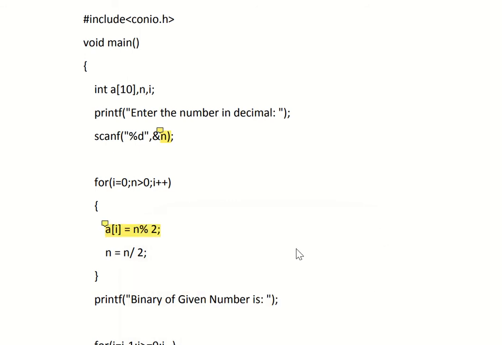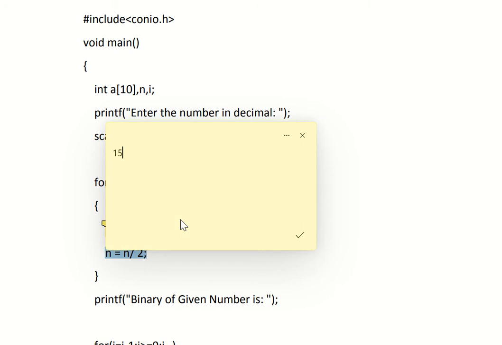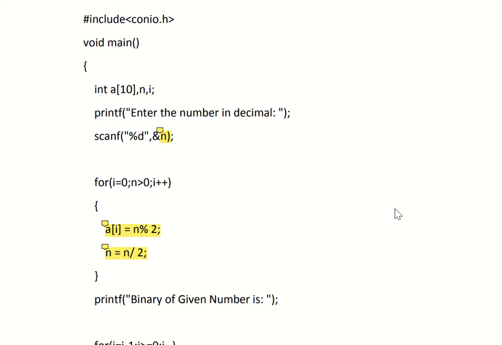Done. Now n is equal to n divided by 2. We know the value of n is 15, so 15 divided by 2, and we have to check for the quotient. Let me write n is equal to 15 divided by 2. What you will get is 2 into 7, that is 14, so we will get n equal to 7. After that, the closing bracket indicates you have to come back here, i plus plus.